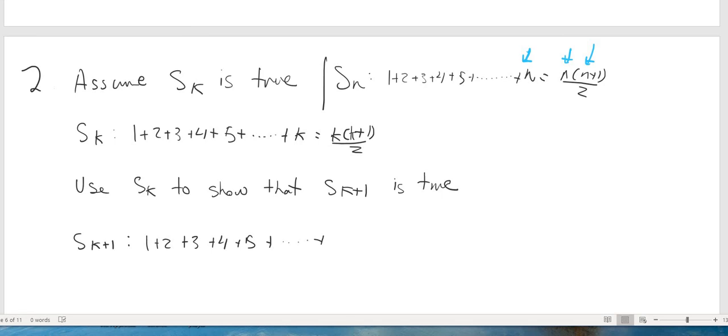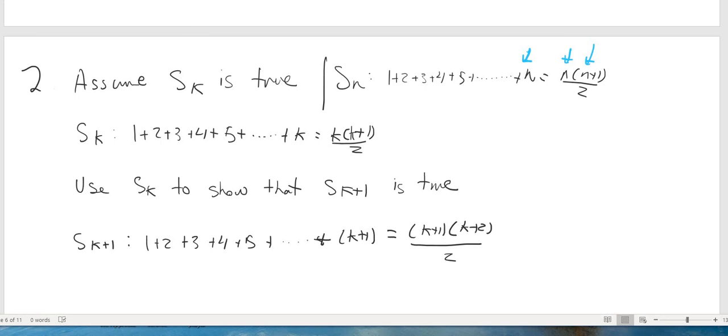So what does it look like here? Right there, you're going to put k plus 1. You don't have to put parentheses, but I'll put parentheses. k plus 1 right there, and then you have another one right there. So if I put k plus 1 plus another one, that's k plus 2, right? Over 2.